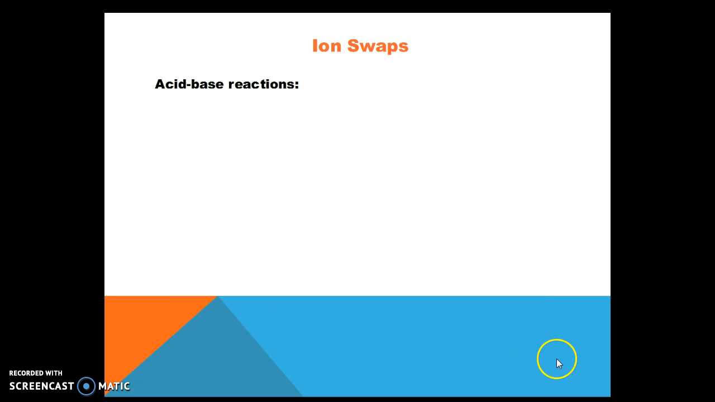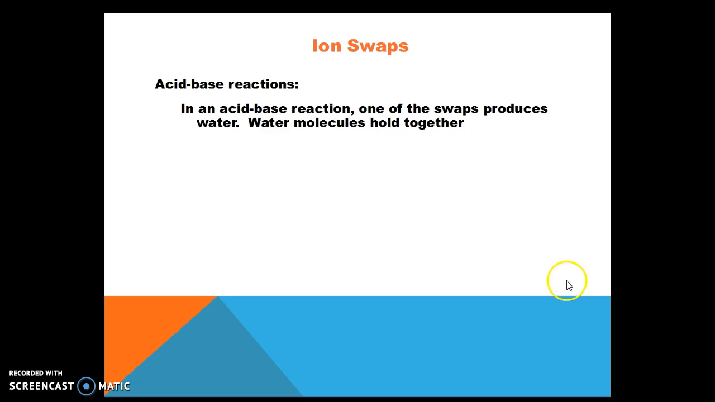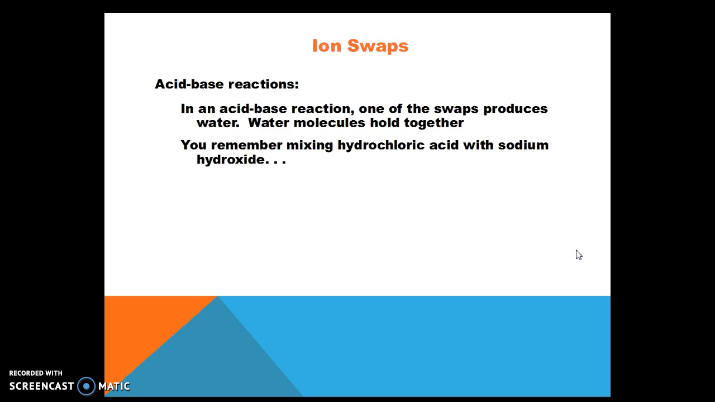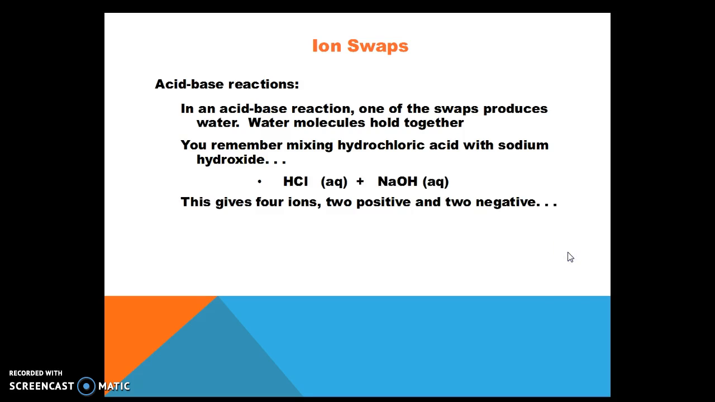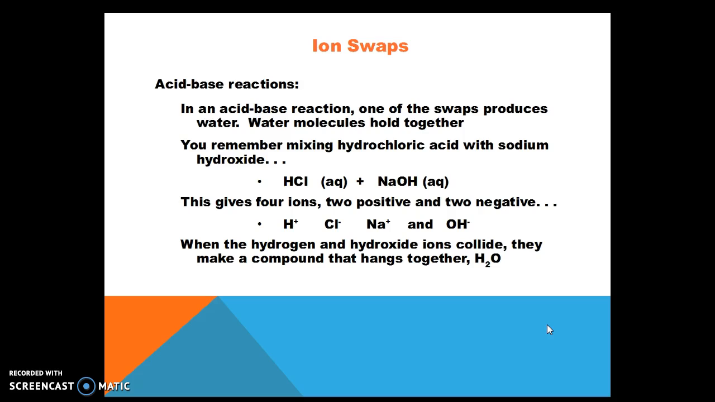Acid-base reactions are also ion swaps. One of the swaps produces water. Water molecules hold together. You recall mixing hydrochloric acid with sodium hydroxide, and this gave us 4 ions, 2 positive, 2 negative: hydrogen and chloride, and sodium and hydroxide ions. And when the hydrogen collided with the hydroxide, they made a compound that did not break up, water. And the word neutralization is also given to this ion swap.